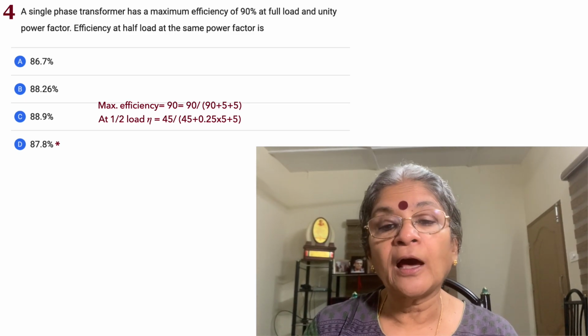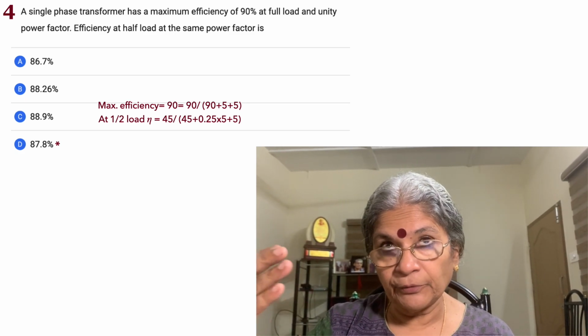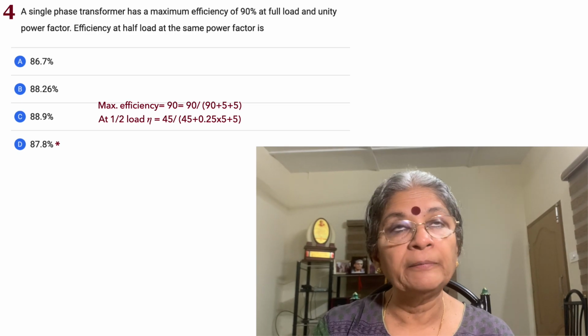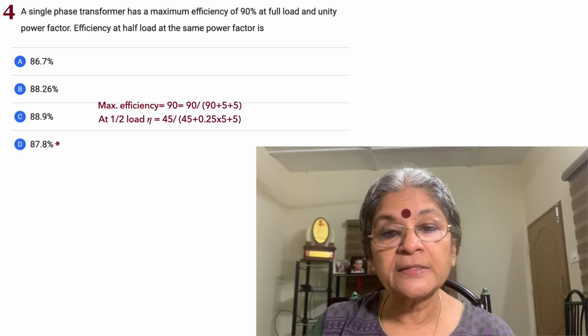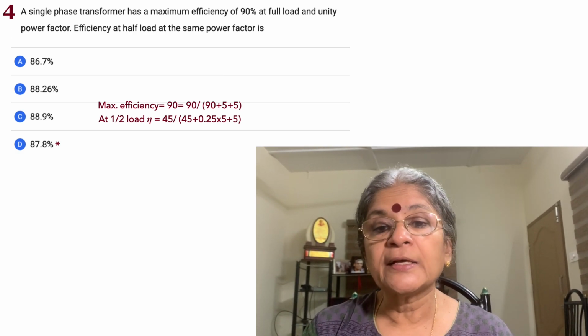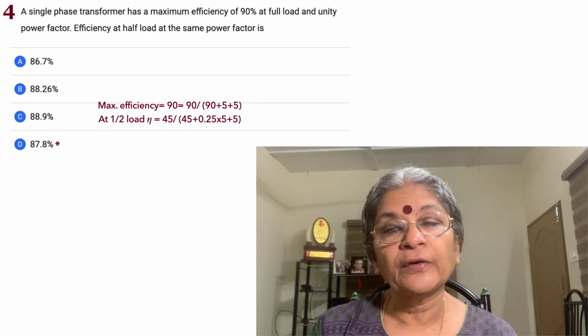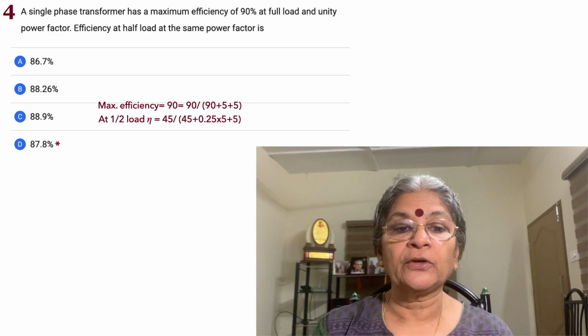Now at half load the output comes down from 90 to 45, so the efficiency is 45 divided by 45 plus 5. The iron loss remains the same, but because it's half load, only one-fourth of the copper loss exists. So 45 divided by 45 plus 0.25 into 5 plus 5, which gives an answer of 87.8%. The answers need to be calculated, but the method remains the same.